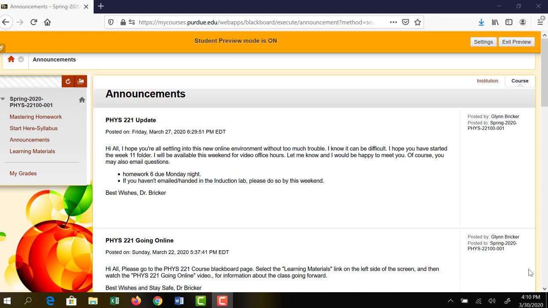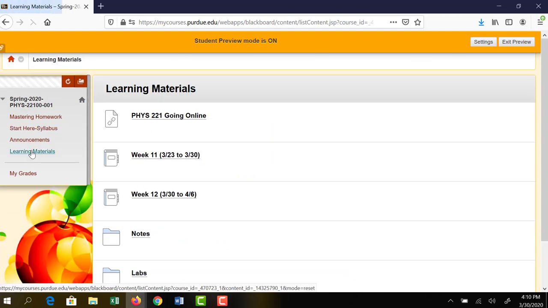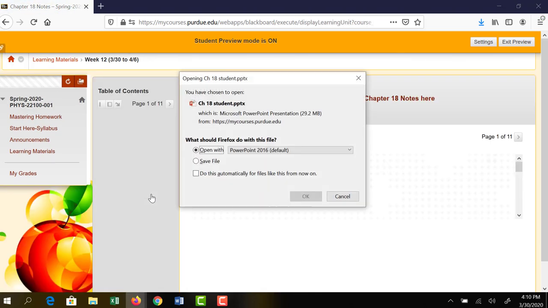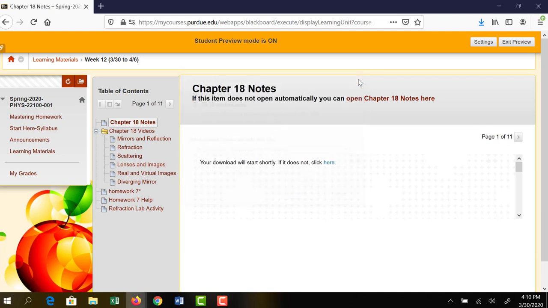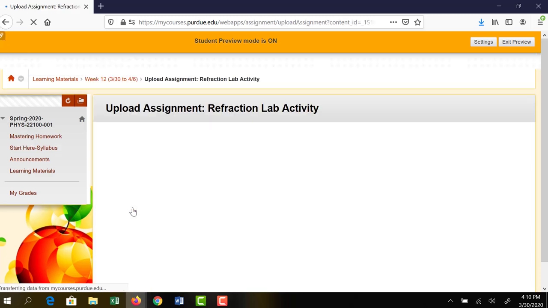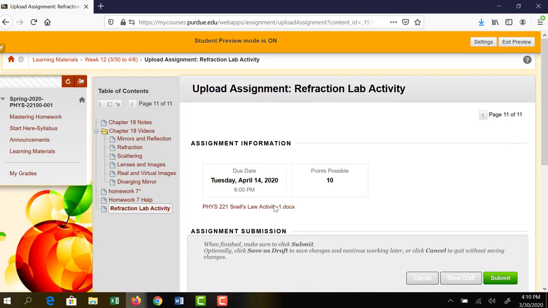So what you see here is the landing spot for the Blackboard course. If I go to Learning Materials, you've all seen this, week 12. If you notice down here, there's a refraction lab activity. That's the lab for this week. So I'm going to click this, and here's a lab activity.